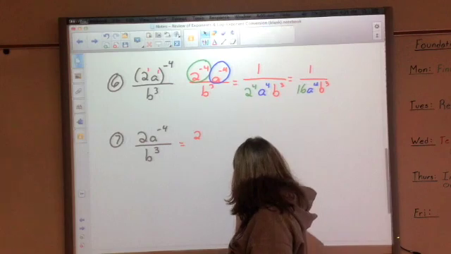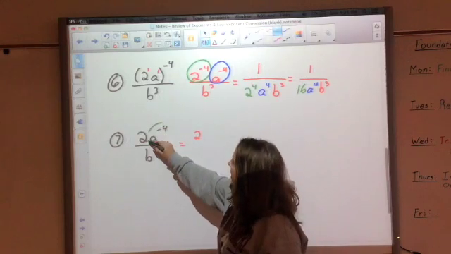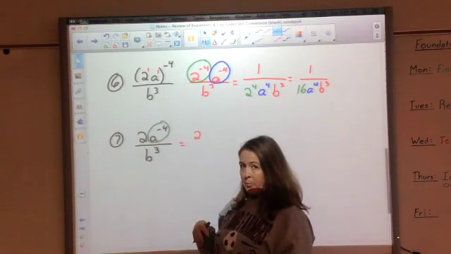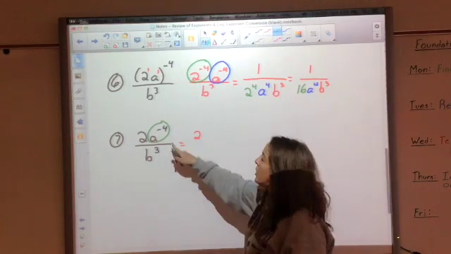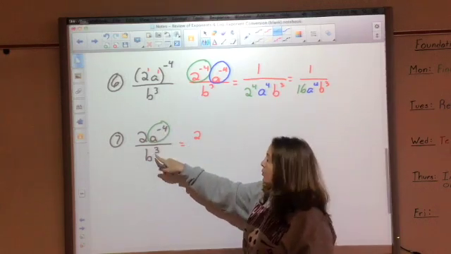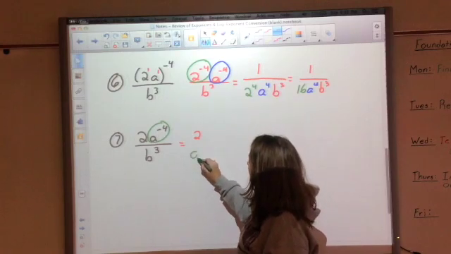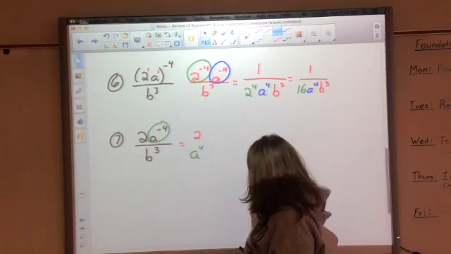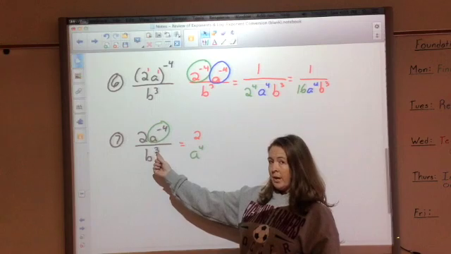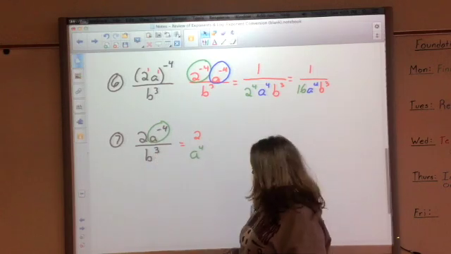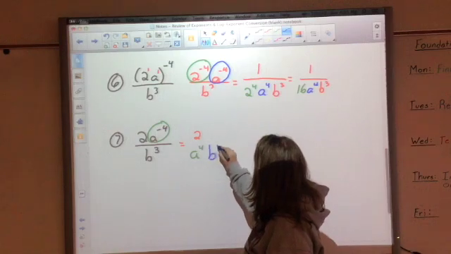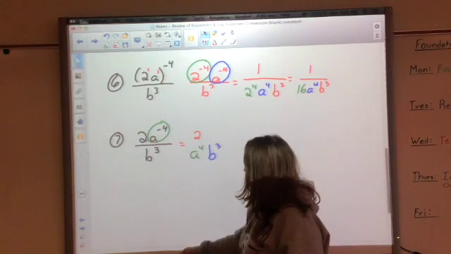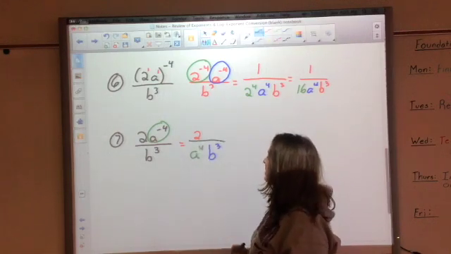But then we have this negative exponent. Remember, only the a is being raised to the negative 4th power, so only the a is going to move. So we're going to take it from the top to the bottom, which is going to give me a to the positive 4 in the bottom. B has no negative exponent, so it's fine to stay right where it is. So we're going to leave that down on the bottom, and then decide, is there anything that needs to be simplified?